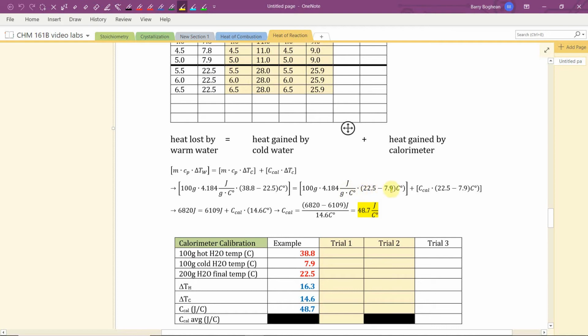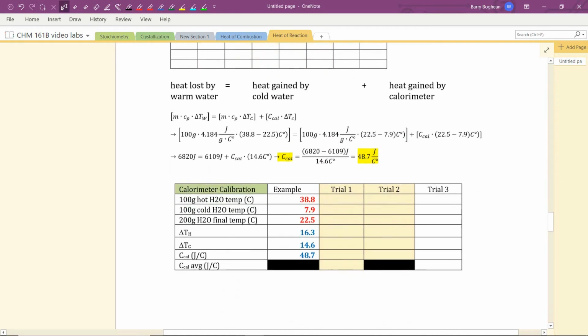And then for the cold water, it's 100 grams of water, heat capacity of water times the temperature change for the cold water, plus the heat capacity of the calorimeter, again times the temperature change for the cold water. If you work out those terms and combine them, and then rearrange the equation to isolate heat capacity of the calorimeter, you'll find that 48.7 joules per Celsius degree is the heat capacity of the calorimeter. And that's what I have recorded here. So that's a worked example that you can follow.